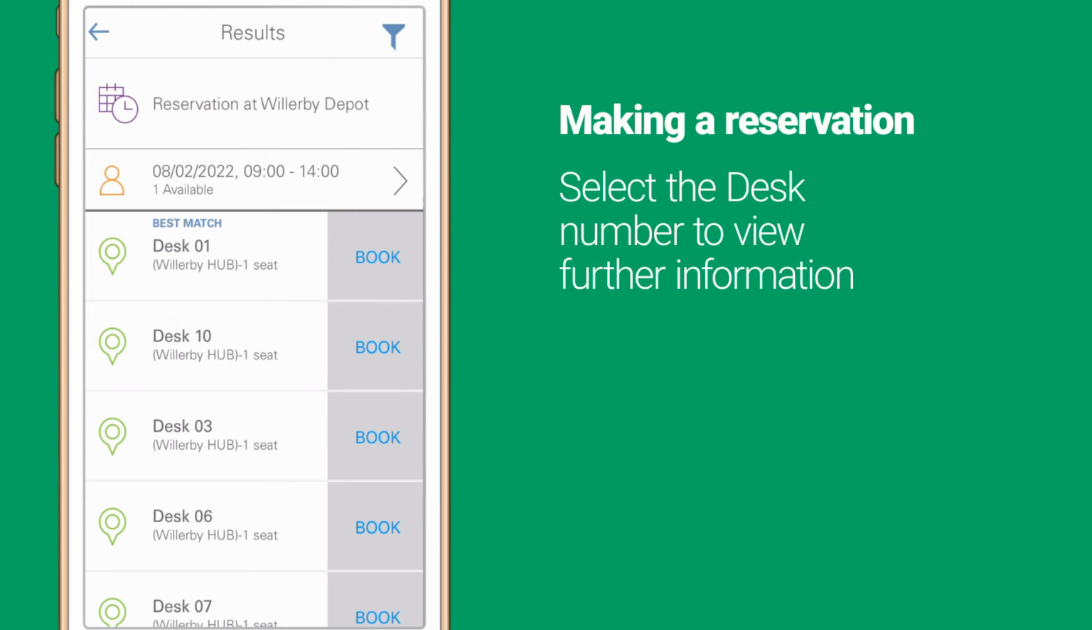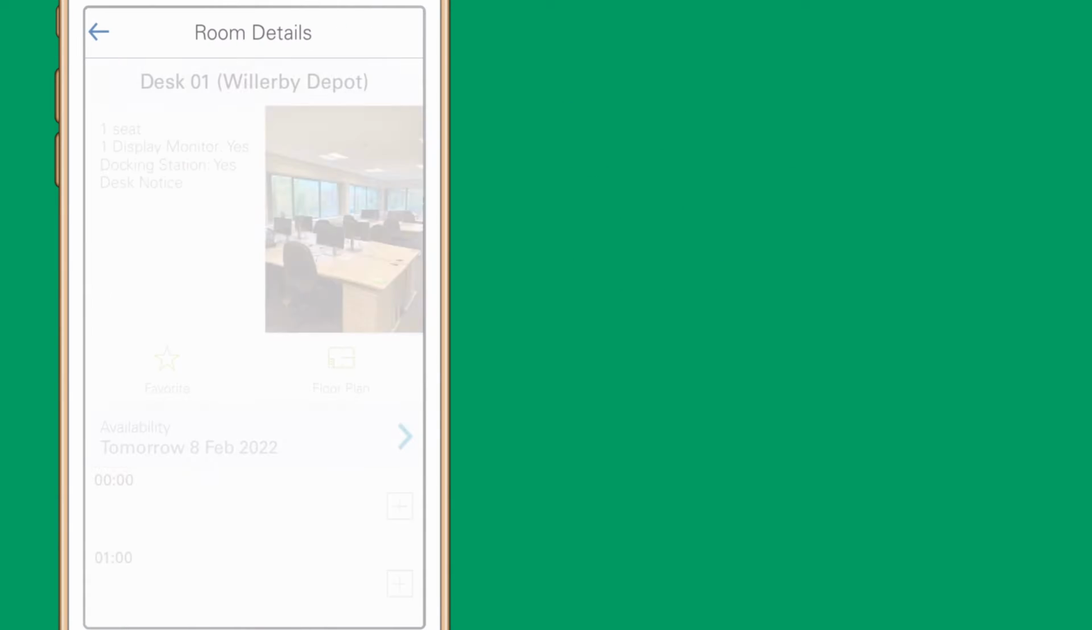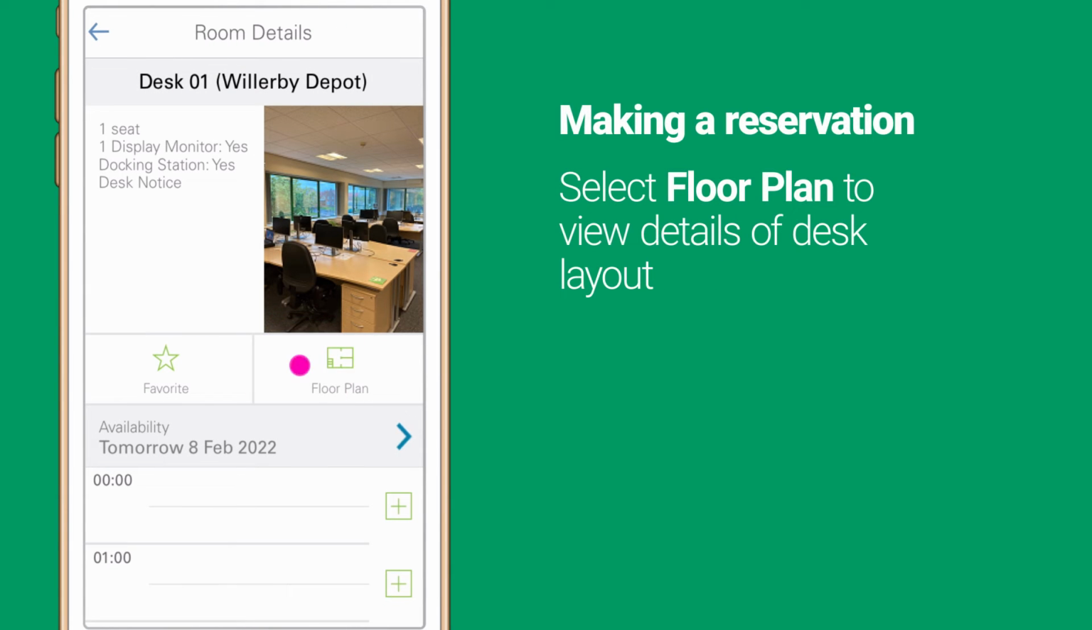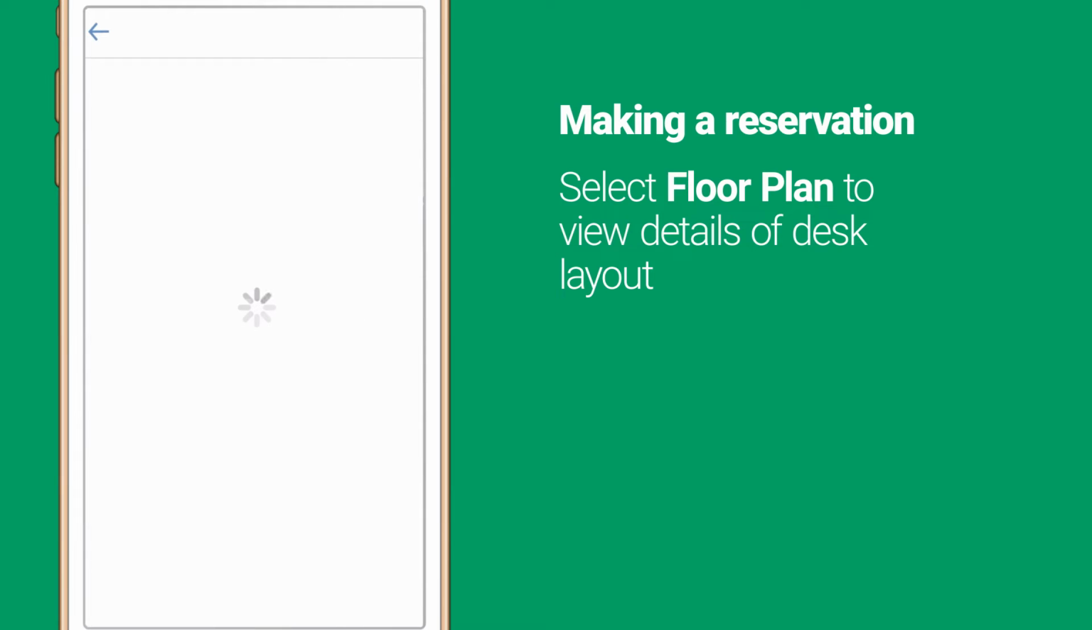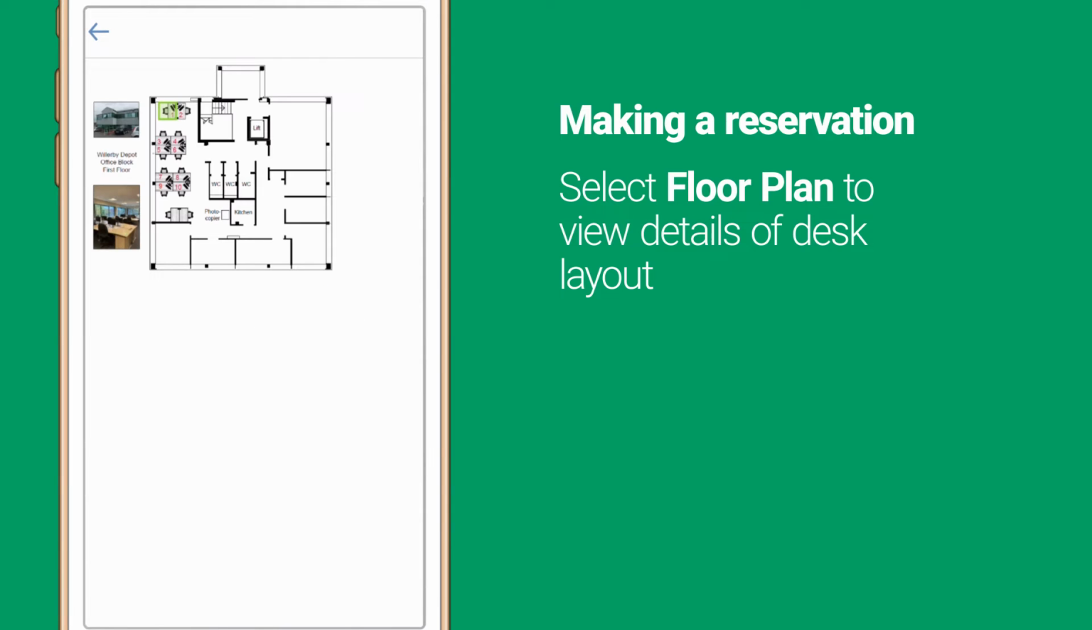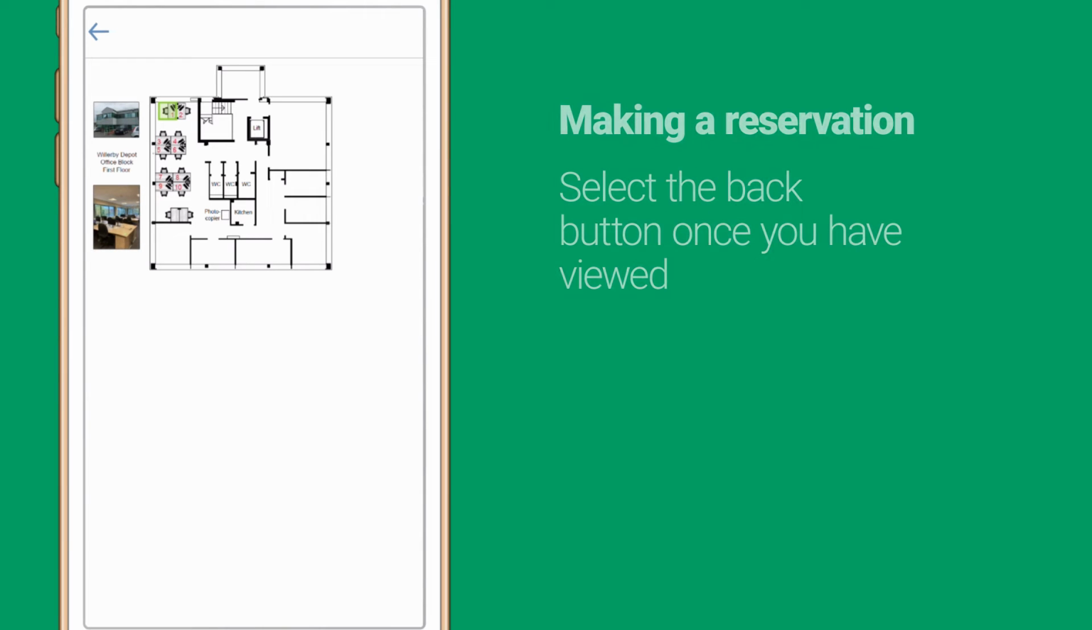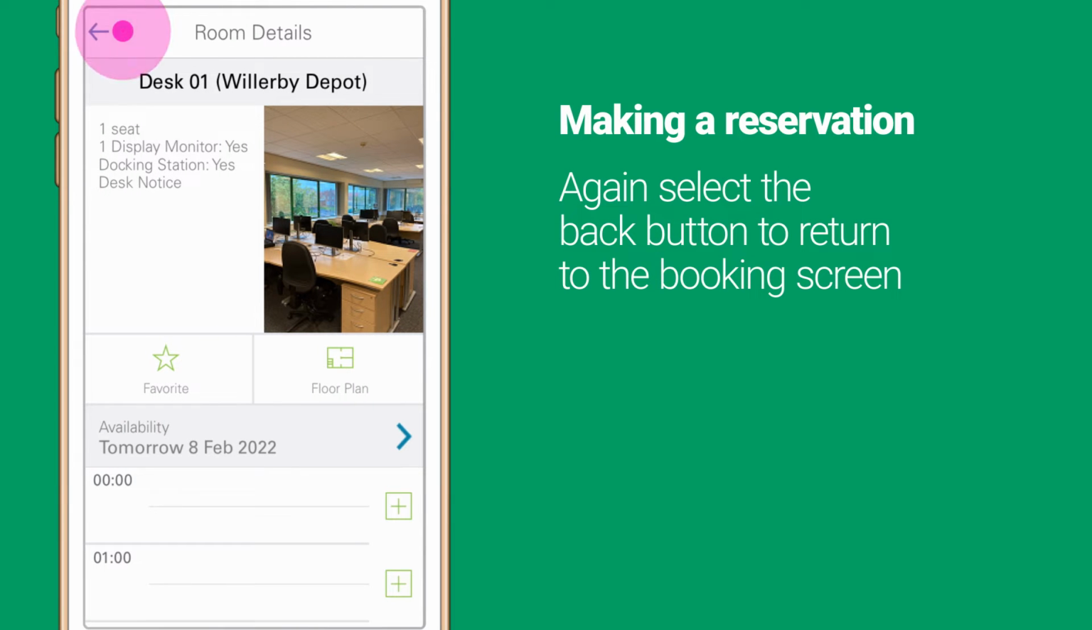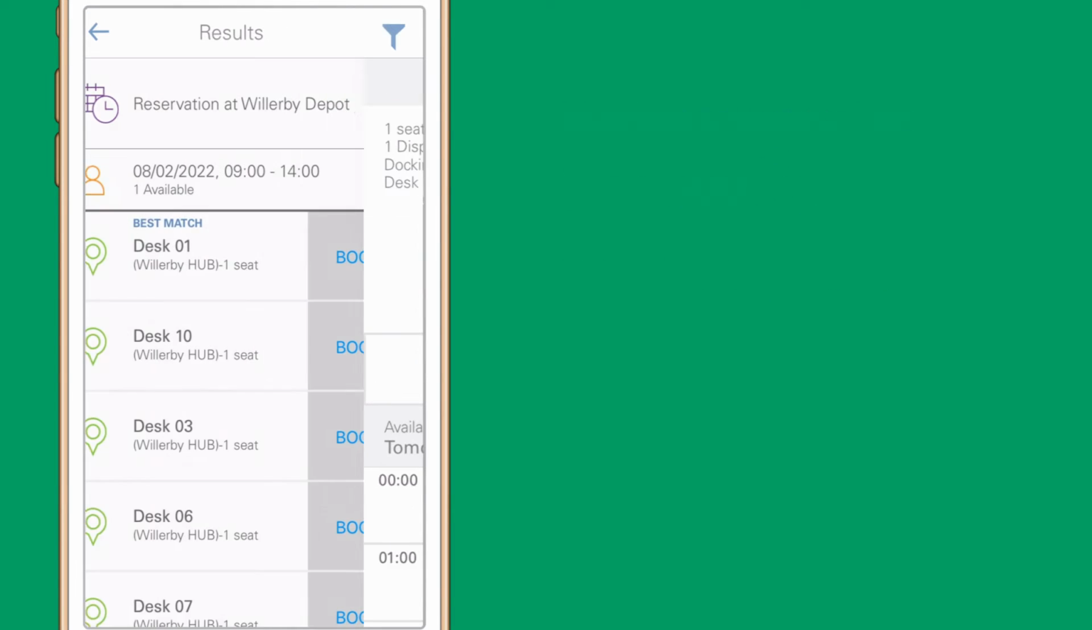Select the desk number to view further information. Select Floor Plan to view details of the desk layout. Select the Back button once you have viewed. Again, select the Back button to return to the booking screen.